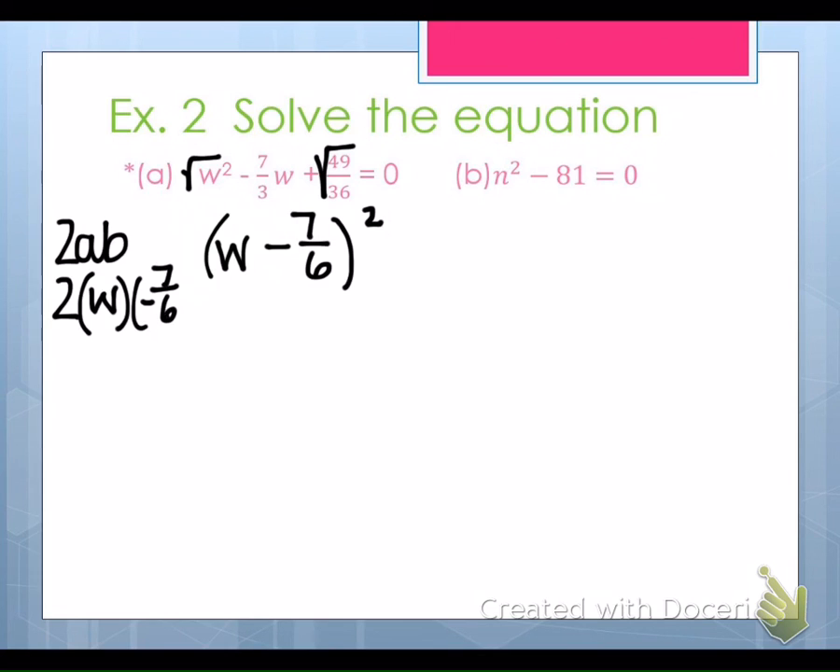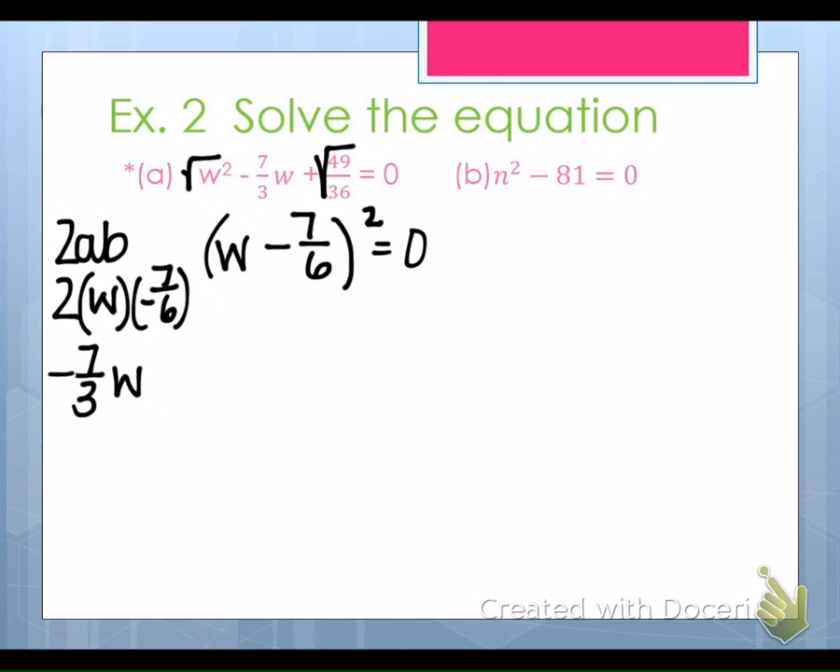Careful. -7/6. And when we put that in the calculator, it actually does all of the multiplying and the reducing for us. So what does that give us? -7/3 w. Good. Is that our middle term? Yeah, it is. Now we bring down what we have not used, which is the equal 0.